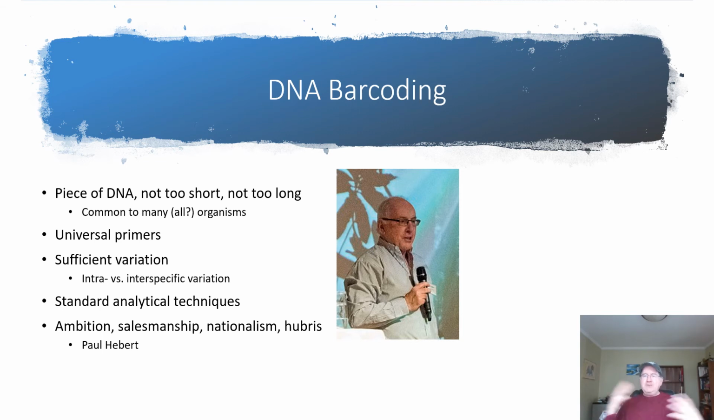As I said, sufficient variation to be able to distinguish species, but not so much variation within a species that we can't tell whether the variation we're seeing is intraspecific or interspecific. So these criteria have been claimed to have been met by a region called the Folmer region of mitochondrial DNA, and specifically about a 600 base pair stretch of the cytochrome oxidase 1 subunit found in the mitochondrial DNA.